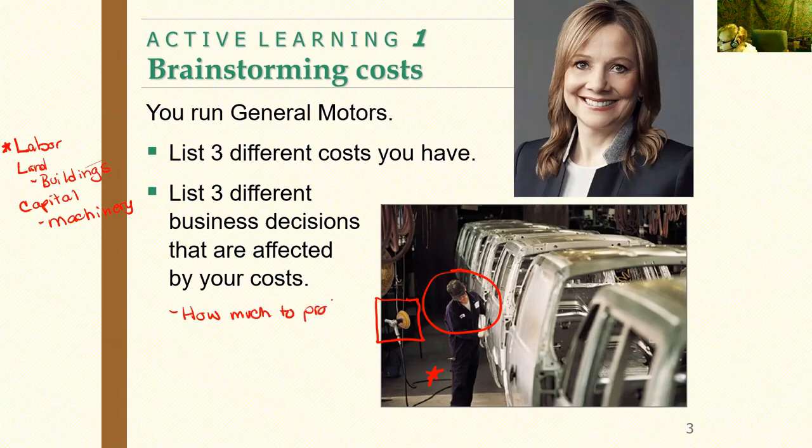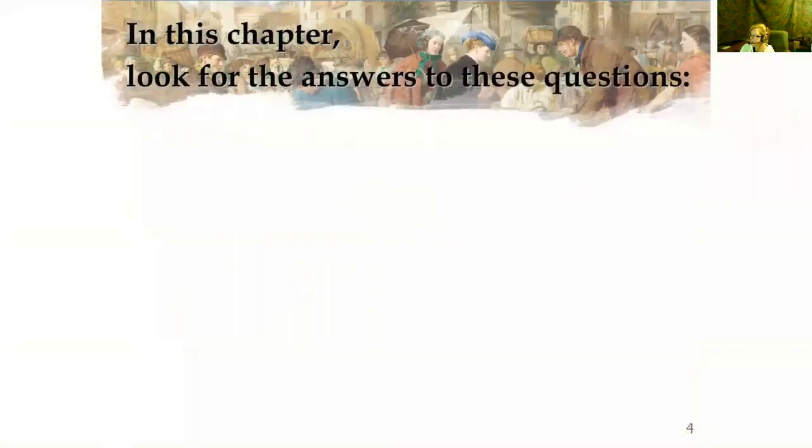Is there a right amount to produce? And we're going to find out that there is. Also, at what price can you charge? And there are many other questions and decisions that are affected by our cost. So that's kind of the emphasis of this particular chapter.